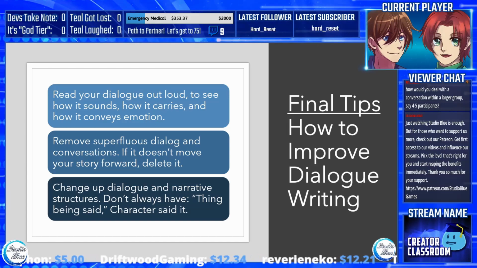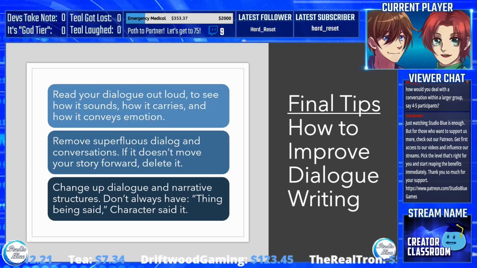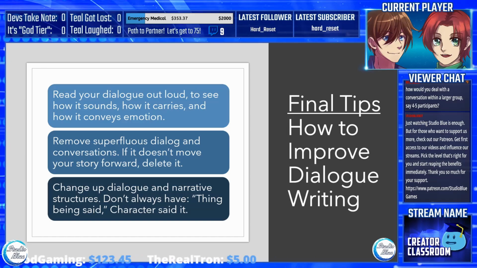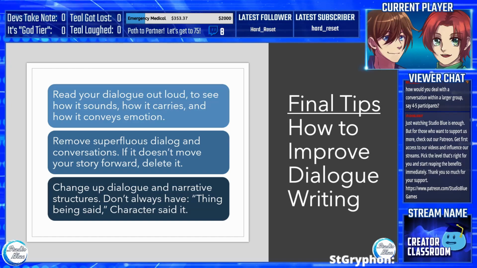Reverie asks, how would you deal with a conversation within a larger group, say 4 or 5 participants? Make sure that the people who speak are moving the conversation forward when they are speaking, and occasionally draw attention to the non-speakers so that the reader remembers that they're there. The last thing you want to do in any large group is have people forget someone is there.